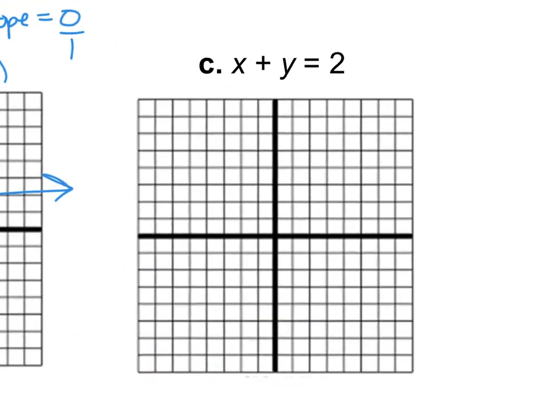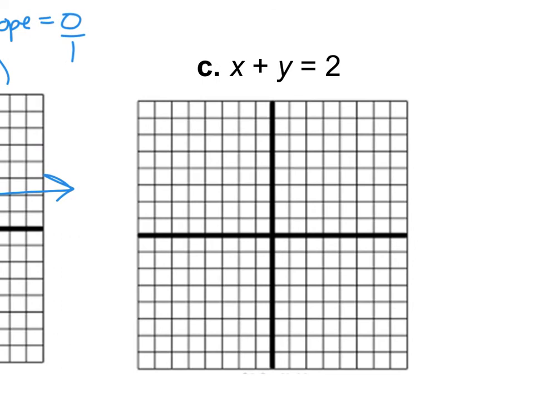And then letter C, before you can graph anything, has to be solved for y. So I'm going to subtract x on both sides, and that'll give us y equals a negative x and a positive 2. Then we can pick out our slope as negative 1 over 1, and then our y-intercept is 2. So we start at 2.